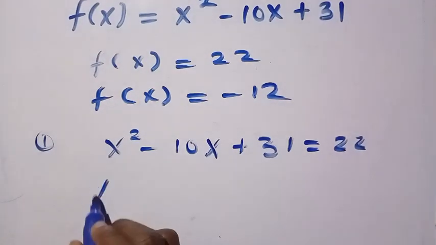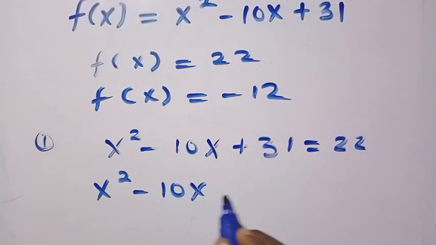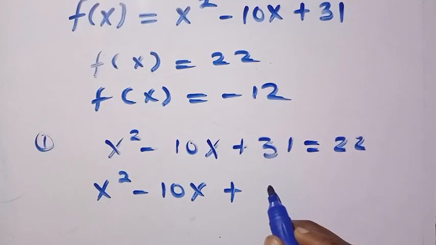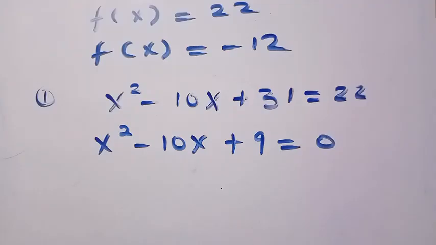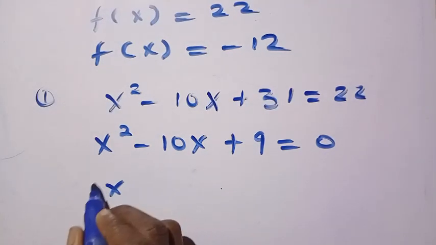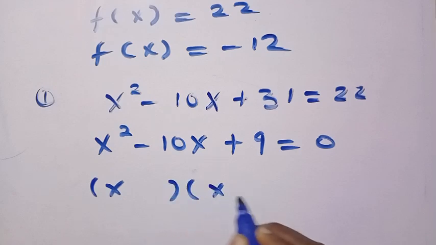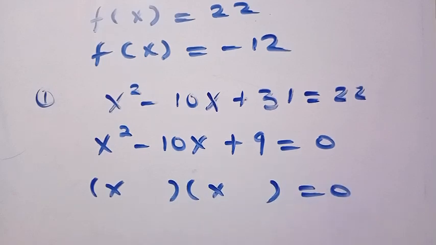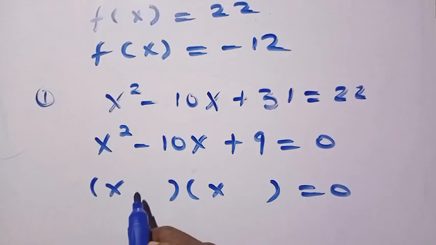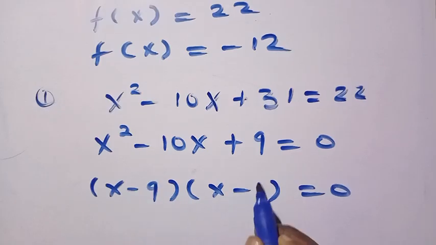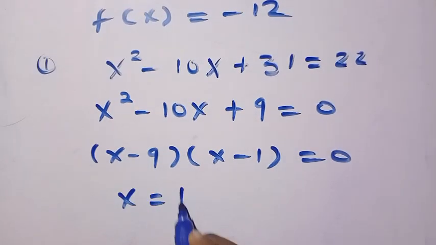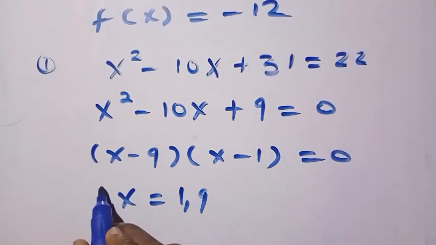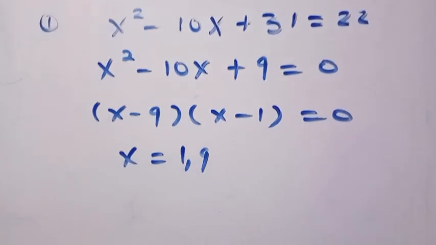Then we have x squared minus 10x plus 31 minus 22, that gives us 9, equals 0. So we have a quadratic, and we try to factorize this. So here becomes x and this is also x in brackets equals 0. So the side here is minus 9 and the side here is minus 1. So this shows that our x equals 1, 9. Here is the value of x as 1 and as 9.